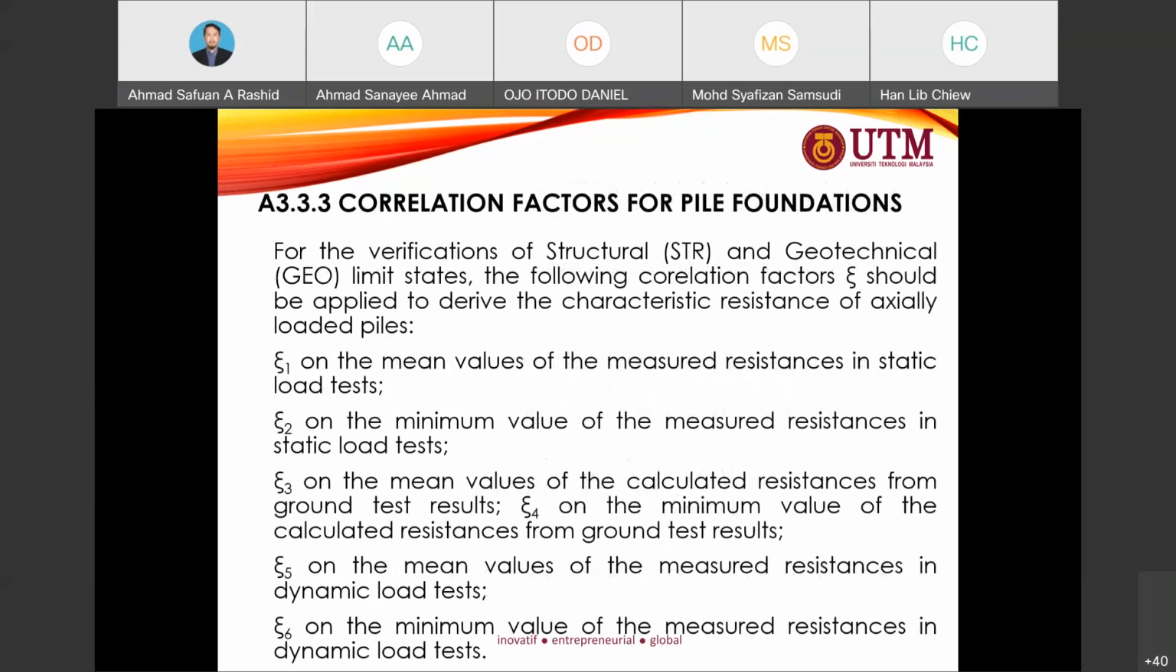So for the verification for structure and geotechnical limit state, the following correlation factor, which is zeta, should be applied to derive the characteristic resistance of axially loaded pile. Zeta 1 is on the mean value of the measured resistance in the static load test. Zeta 2 is the minimum value of the measured resistance in the static load test. Zeta 3 is on the mean value of the calculated resistance from the ground test result. Zeta 4 is on the minimum value of the calculated resistance from the ground test result.